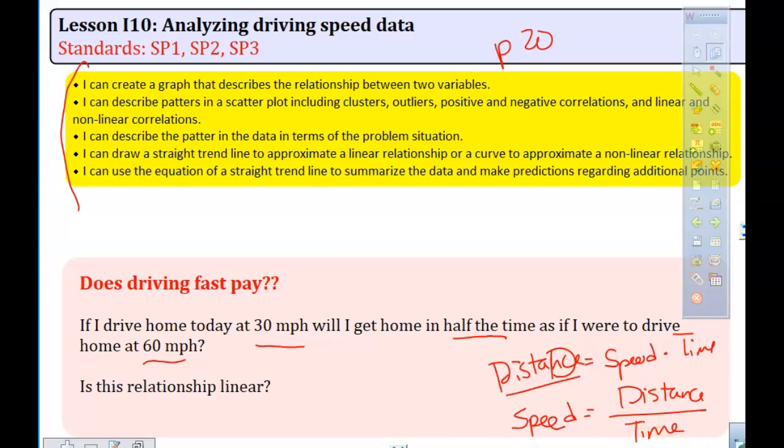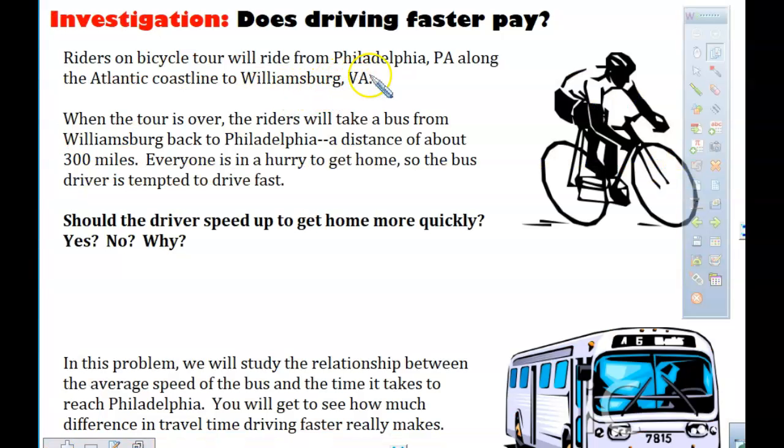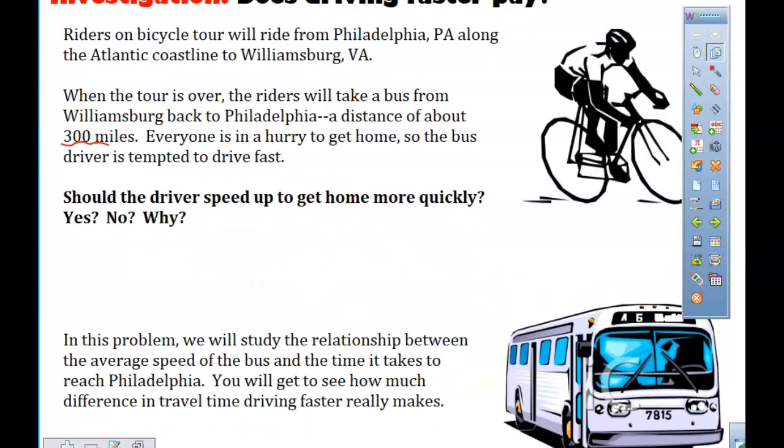Right? Jason, did you write that, right on the bottom of that page of notes? The tour will ride from Philadelphia, Pennsylvania along the Atlantic coastline to Williamsburg, Virginia. When the tour is over, the riders will take the bus from Williamsburg back to Philadelphia, a distance of about 300 miles. Everyone's in a hurry to get home, so the bus driver is tempted to drive fast. Should the driver speed to get home quickly? Yes, no, why? So put down your answer, what you think.